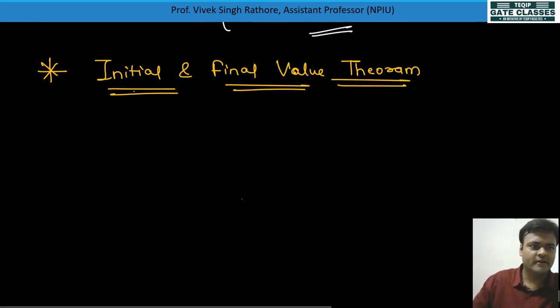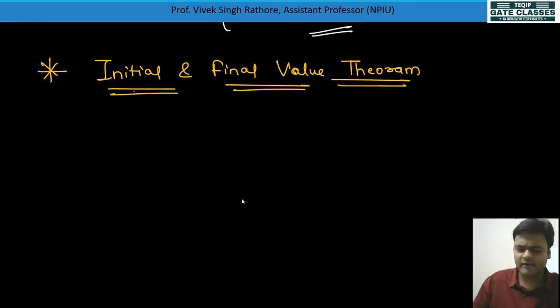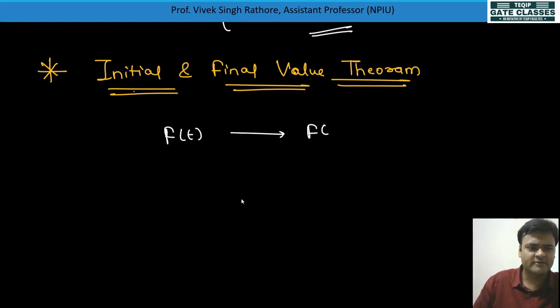What does it mean? The initial and final value theorem simply says that we need to calculate the initial value in the time domain and the final value in the time domain. We are calculating the initial and final value in the time domain. For the initial value, we can understand that f of t has Laplace transform f of s.